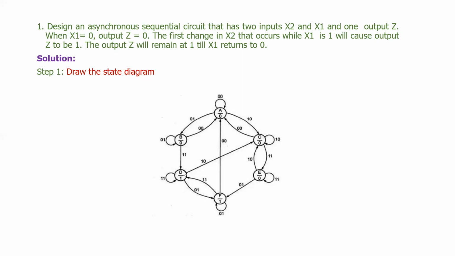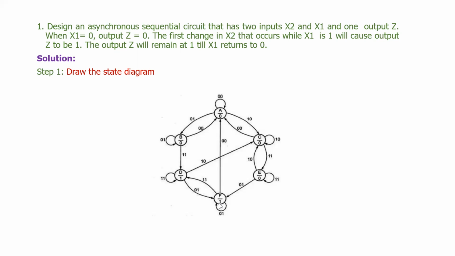From this D, there are two possible transitions. One is 0, 1 and another one is 1, 0. 1, 0 means x1 returns to 0, so output is equal to 0, and it returns to the C state. 0, 1 means x1 remains 1, so output is equal to 1. Now it forms a new state, which is F.